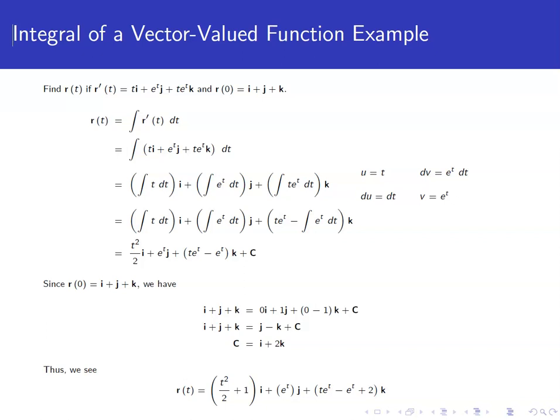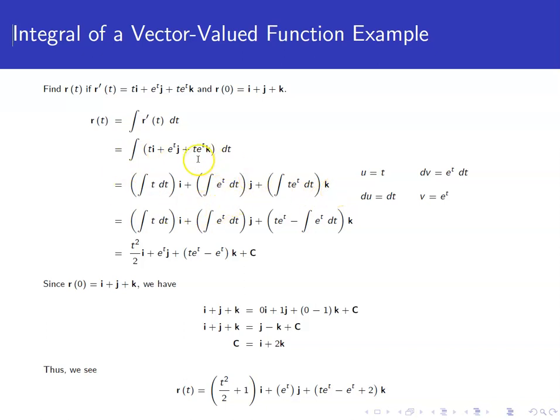Well, we know that we can work backward from a derivative to an original function by doing an antiderivative. So r of t will be the antiderivative of r prime of t dt. And we know that we can do antiderivatives of vector-valued functions component-wise. So we'll look at doing the antiderivative of t times i, antiderivative of e to the t times j, and antiderivative of t e to the t times k.